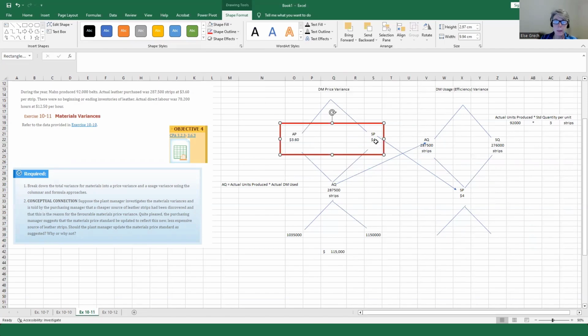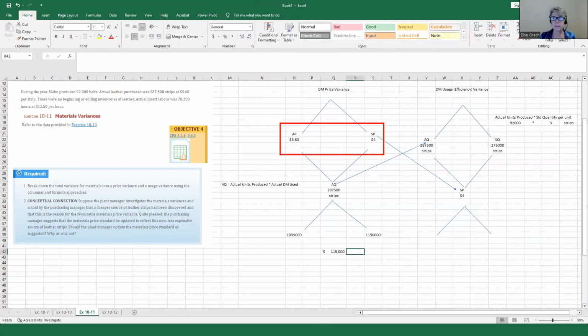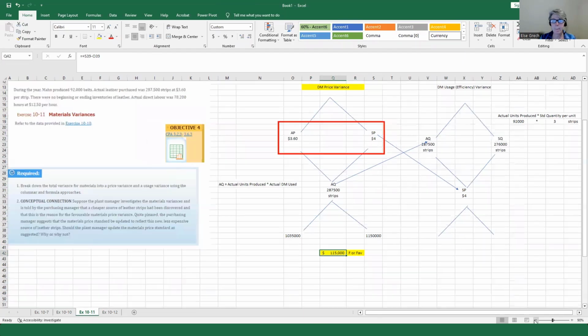This is what we should have spent. This is what we did spend. Was this good for the company or bad for the company? It is good. So that is going to be favorable. And favorable is generally denoted as an F or an FAV. We now know that the direct material price variance is 115,000, favorable, which is good for the company. They saved money because they spent less per strip.